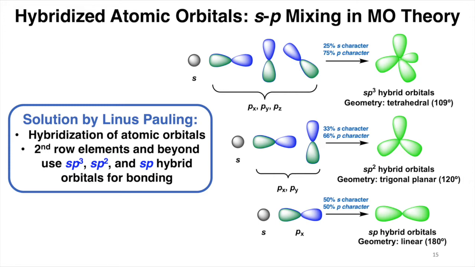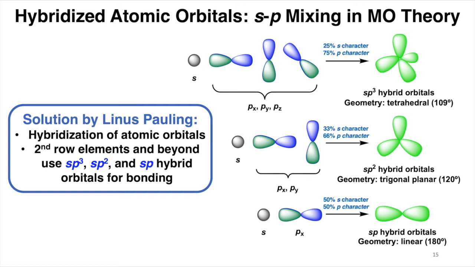This problem was solved in 1931 actually by Linus Pauling, who suggested that atomic orbitals should be averaged or hybridized. For example, if we have a 1s atomic orbital and 3p atomic orbitals, these four can mix together or hybridize into an sp3 hybrid orbital that instead has a tetrahedral geometry with 109-degree angles.